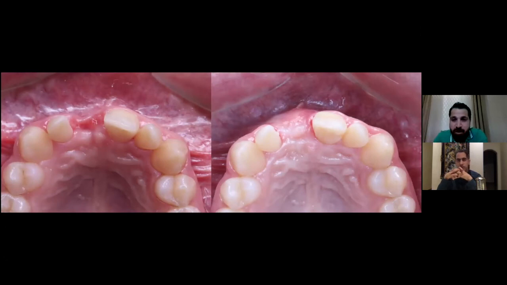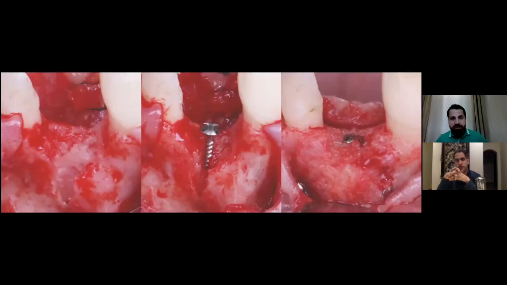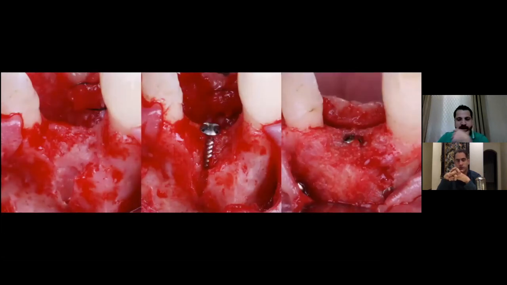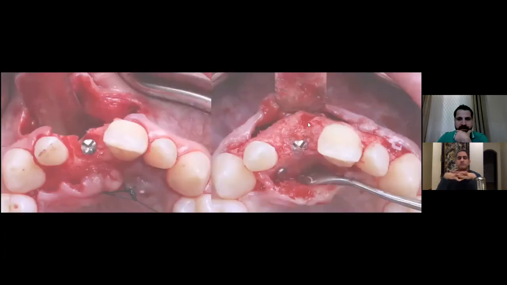So this is the case before when the patient came, and this is the case when the patient came for placing his implant. So this is before when I placed the tenting pole, and this is the case when I re-entered. So this is the amount of bone that we've gained.